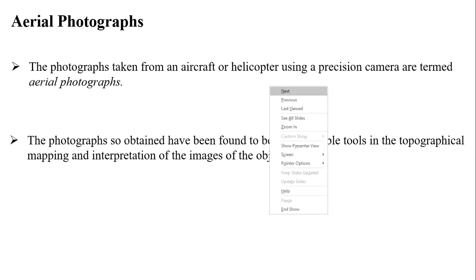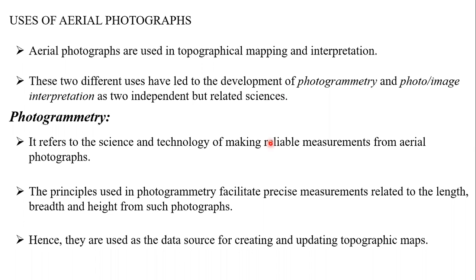So anyhow, students, now we will see what is the use of aerial photographs. Mostly these aerial photographs are used in topographical mapping and interpretations. By the help of these aerial photographs only, we can reach some conclusions on how to prepare a topographic map. So it gives a foundation for preparing topographic mapping and interpretations. These two are used for development in a few areas: what is called photogrammetry or photo or image interpretation.